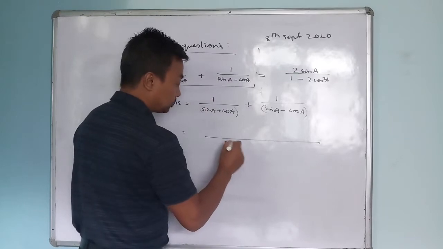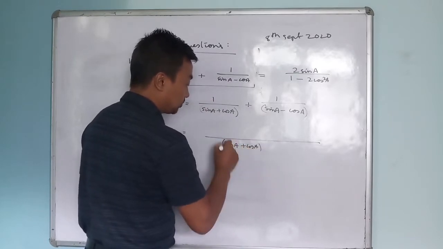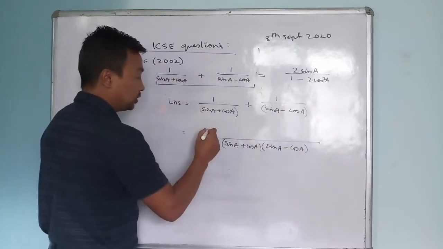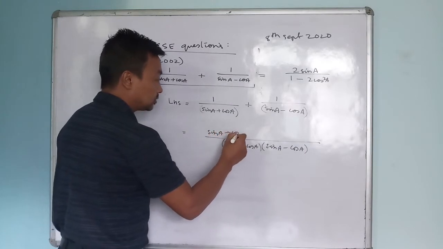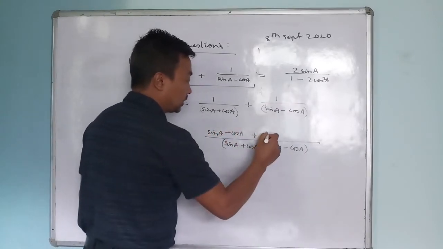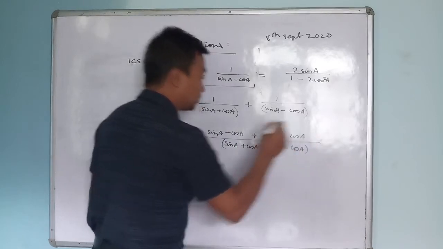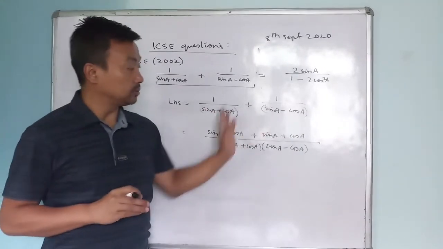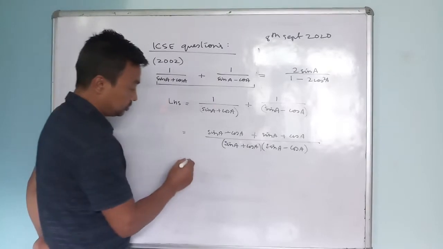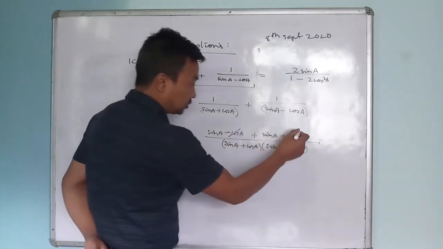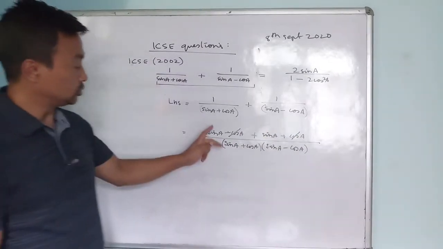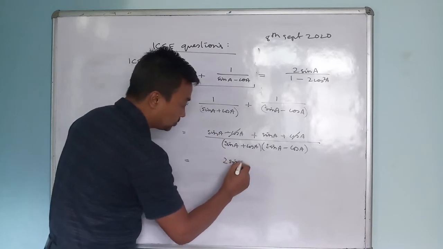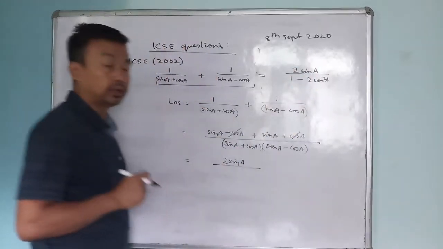We have here sine A plus cos A, sine A minus cos A. So if you take the LCM, it will be like this. This will go and multiply with 1. We all know how to take the LCM and how to add. Now if you see here, minus cos A and plus cos A will be cancelled. So in the numerator you are left with sine A plus sine A, which is 2 sine A. So we have come to the right hand side.